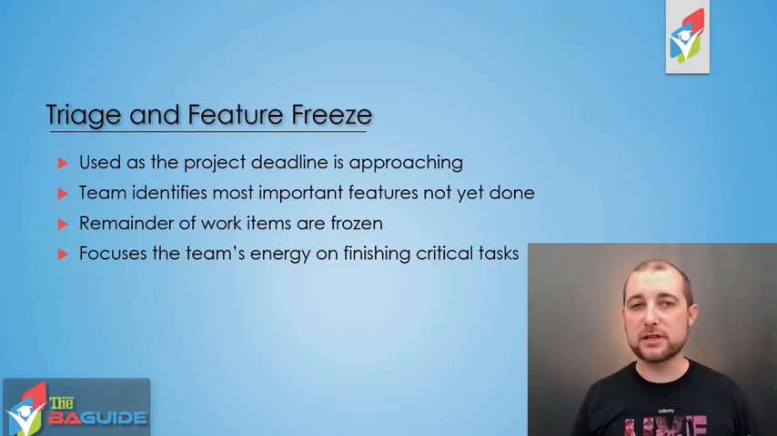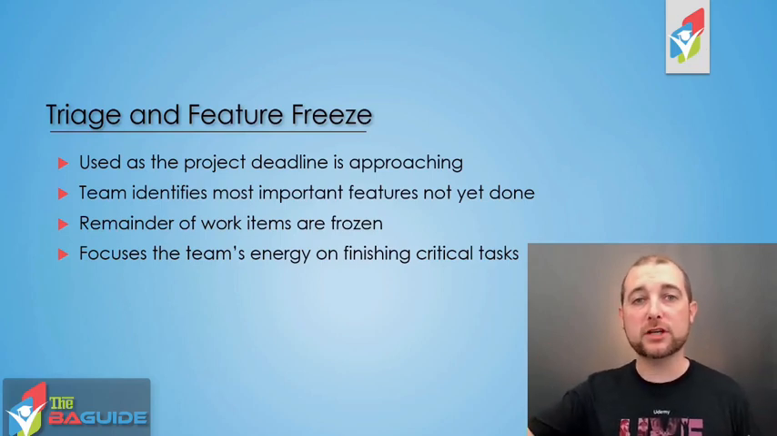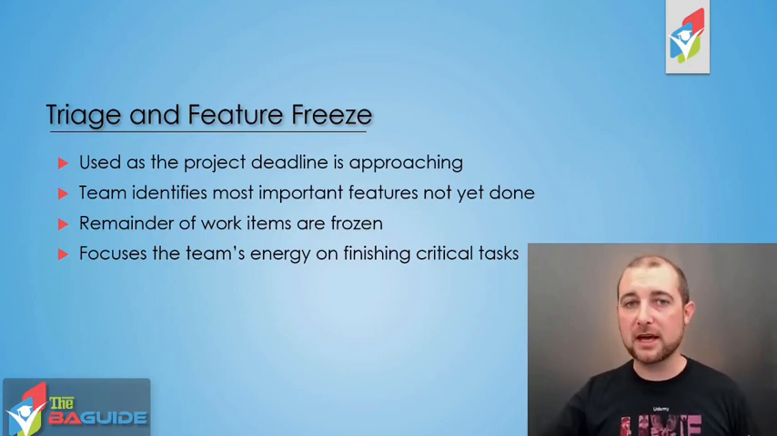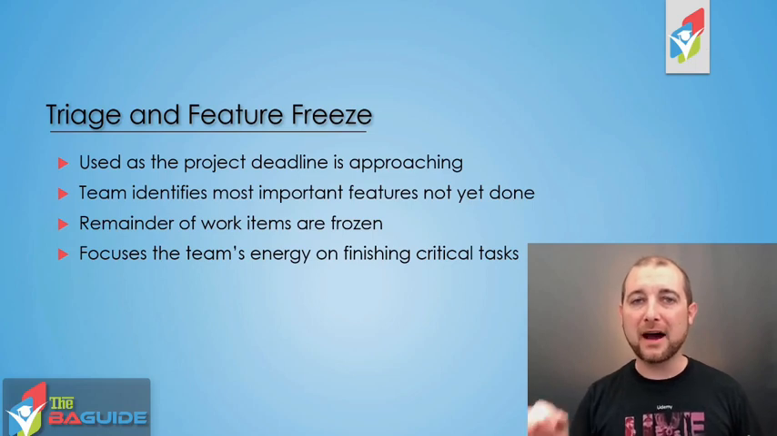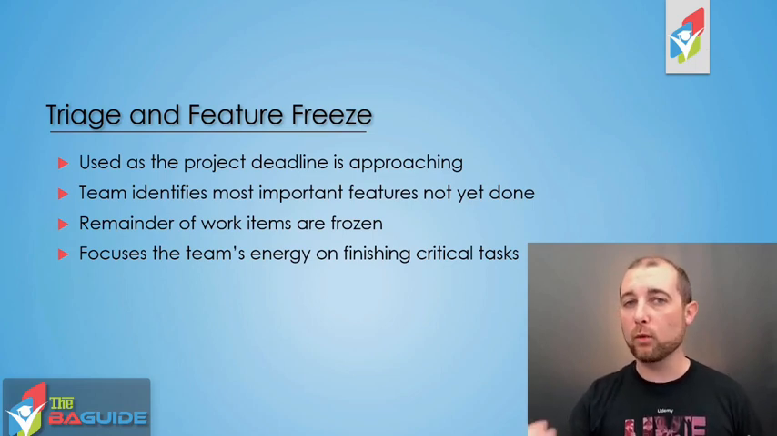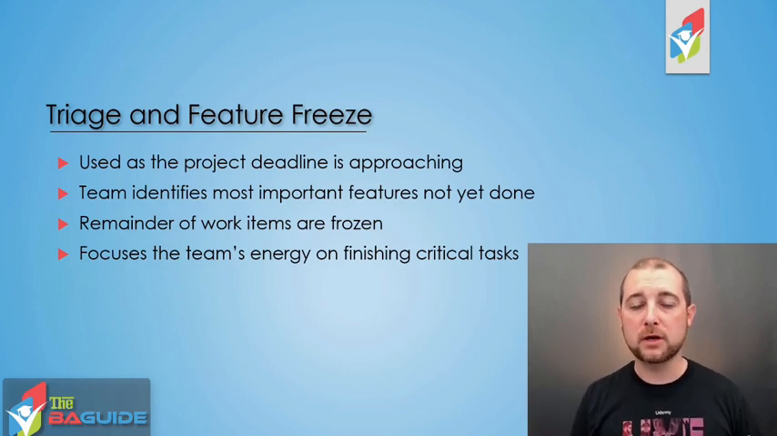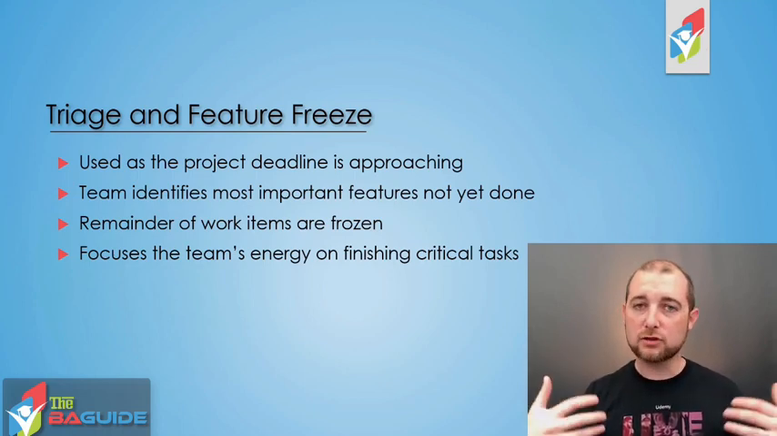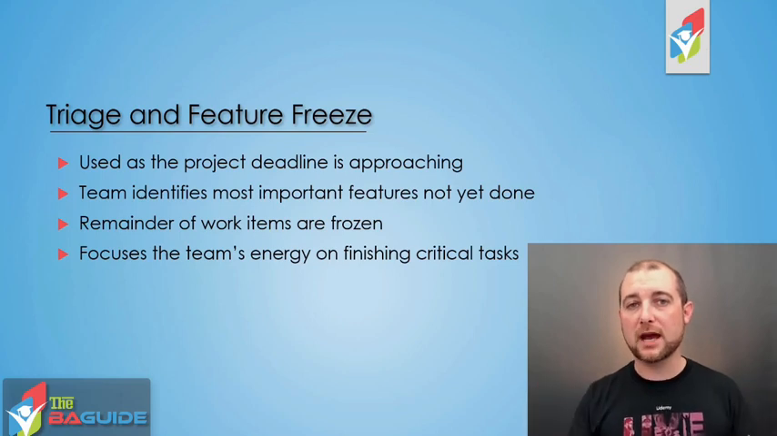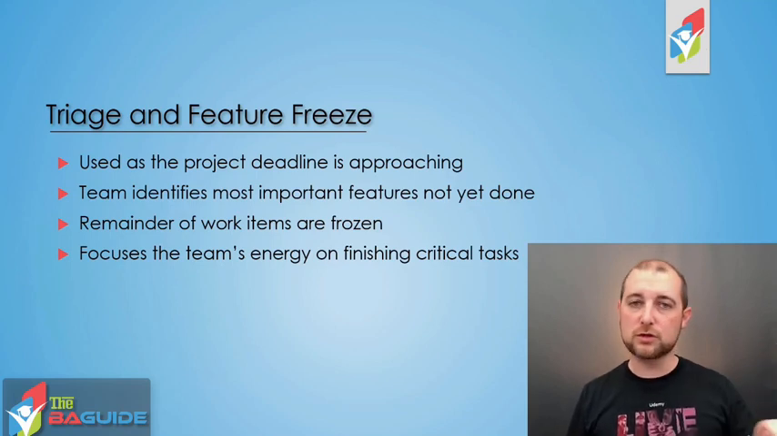The triage and feature freeze is utilized when the project deadline is approaching. You're getting close to the end of that project and you need to finalize what features you can get done, what work items you can get completed and done as part of that project. So what you do is the team and yourself, you go through and you identify what are those high priority tasks, what are those high priority tickets that need to be completed as part of this project. You obviously can work with users and other stakeholders to help determine that.